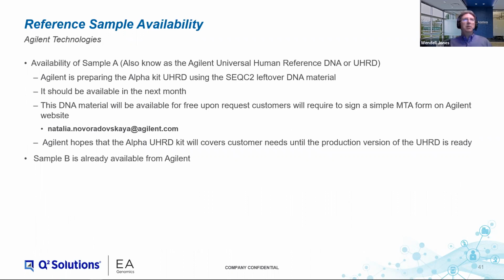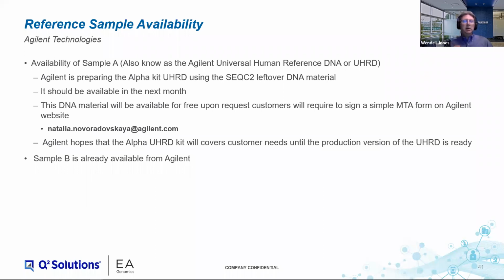In terms of reference sample A availability as well as sample B, it turns out that Agilent made this DNA available to us in the consortium for use in both finding the variants and then testing them with the different panels that you'll see in the next few weeks. So they're preparing an alpha kit using the leftover DNA material from this effort. It should be available in the next month.